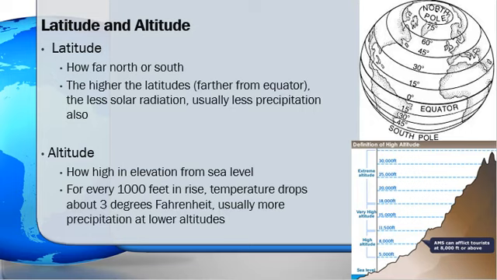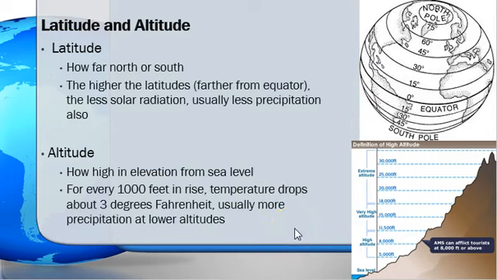So there's a couple more concepts that we want to remember here in order to understand what's going on. First is latitude, and remember that latitude are those horizontal lines coming up from the equator, and they go from 0 to 90 degrees. So 0 degrees at the equator, 90 degrees at the pole, and they're basically going to tell you how far north or how far south you are. So the higher your latitude number, the further from the equator you are, the closer to the poles, and because of that you're going to get much less solar radiation, and you're usually going to experience less precipitation also.